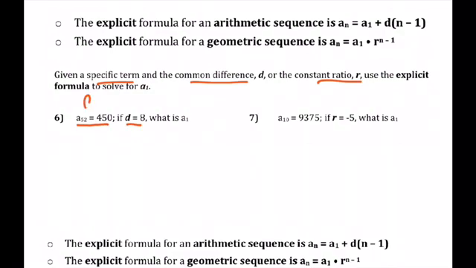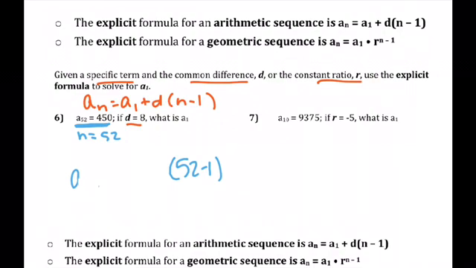So let's think about our formula. It's a sub n is equal to a sub 1 plus d times n minus 1. So this is just a straight up substitution. What do I know that I could substitute? Well, I know a sub 52, which means n is equal to 52, right? So I could do 52 minus 1 because that's n. And I know what a sub 52 is. It is 450 equals, do I know a sub 1? That's what I'm trying to find. So I'm going to put a sub 1 because I don't know it yet. And the common difference is 8, so plus 8. You guys, I only have one variable. I can solve that equation.